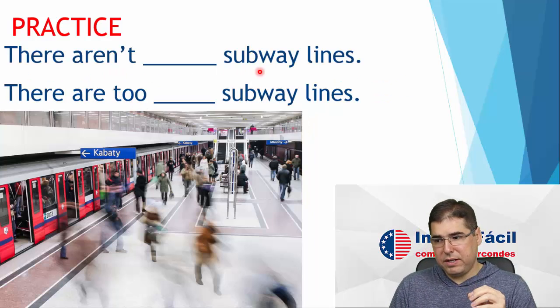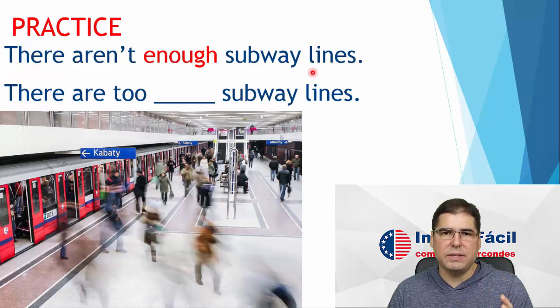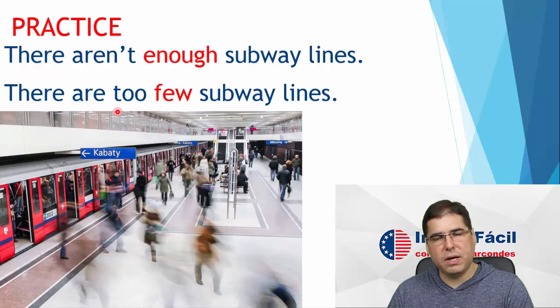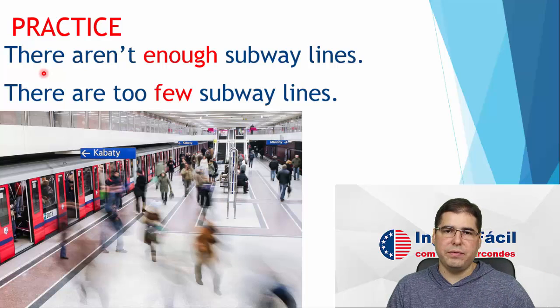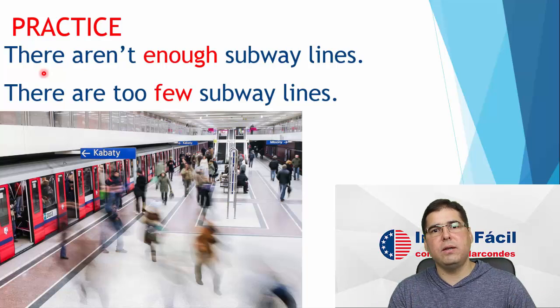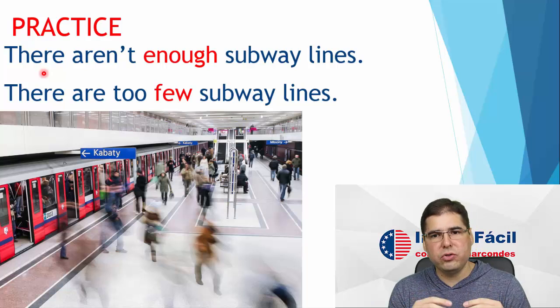Now, here, subway lines. There aren't enough subway lines. So it means we need more. So there are too, how to say that? So subway lines is countable, right? I can count. So there are too few subway lines. Not enough, okay? So see, these sentences are synonyms. There aren't enough subway lines. There are too few subway lines. Okay, so we need more subway lines. All these expressions and sentences are used to say the same thing.